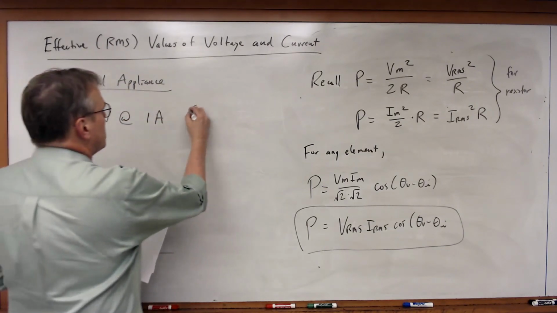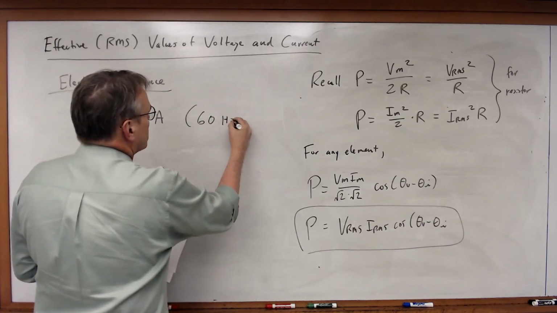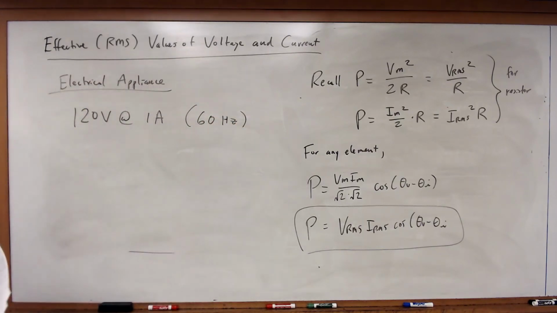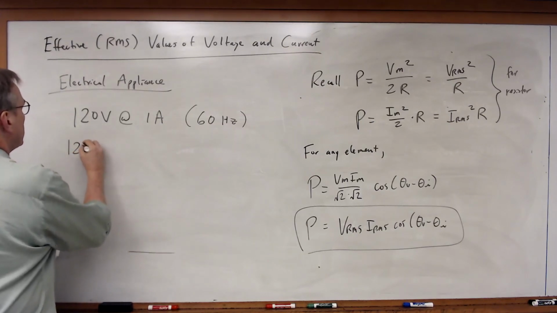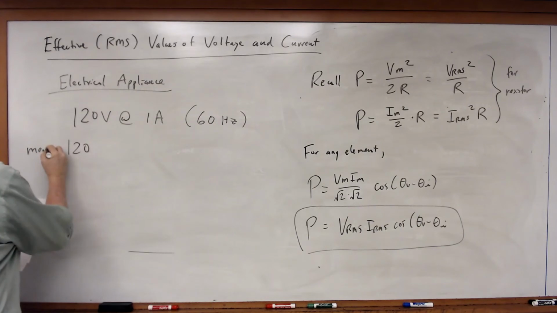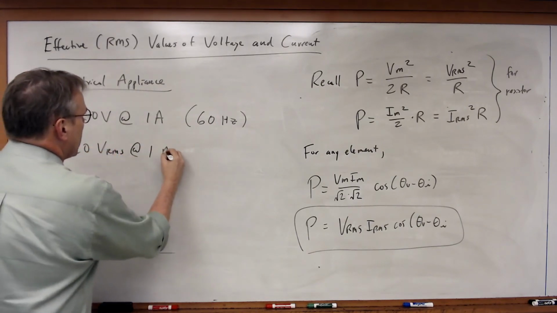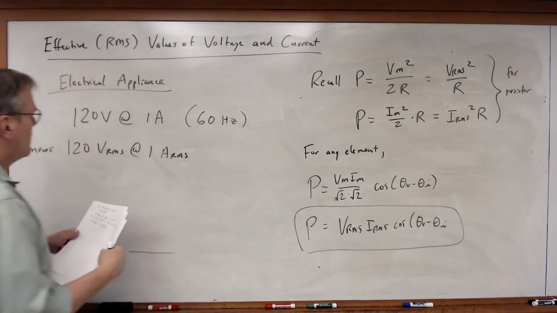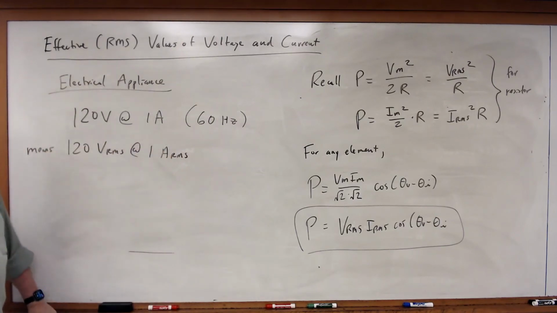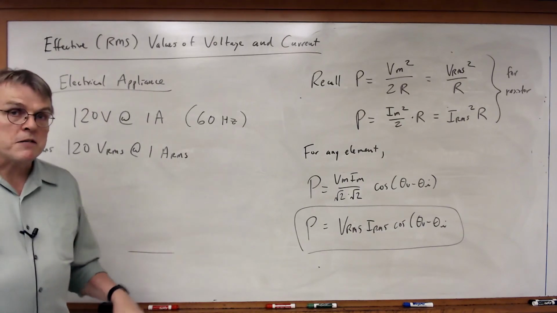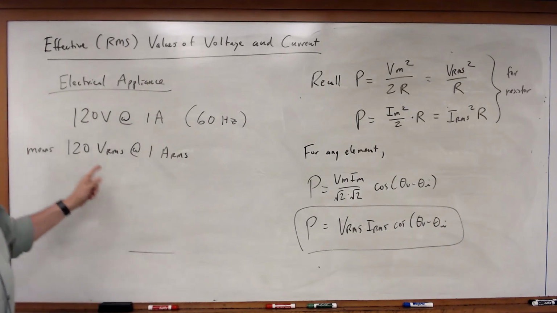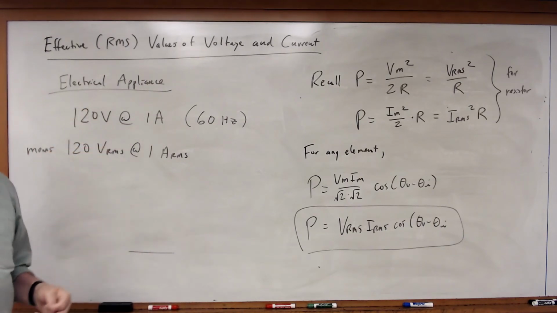And of course, this is assuming here in North America we have 60 cycle or 60 hertz power. What does that mean? What this means is it's really 120 volts RMS at 1 amp RMS. So when you look on an appliance and see these ratings, they're actually telling you that these are RMS values. They behave like DC values, so the power is going to be 120 watts when you calculate it.